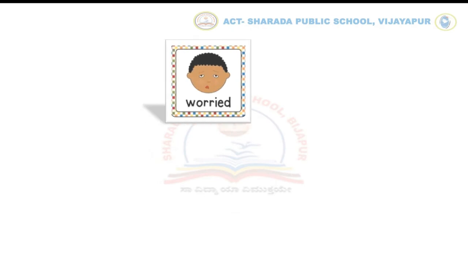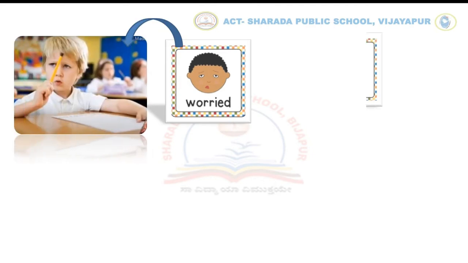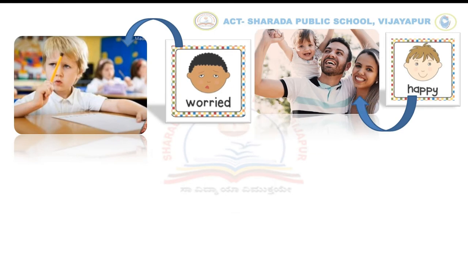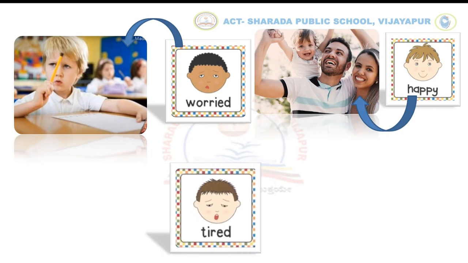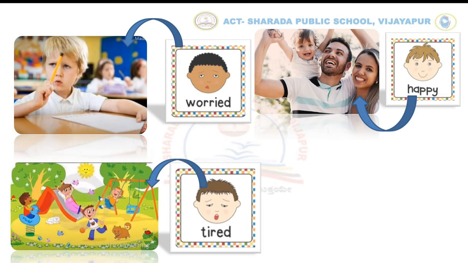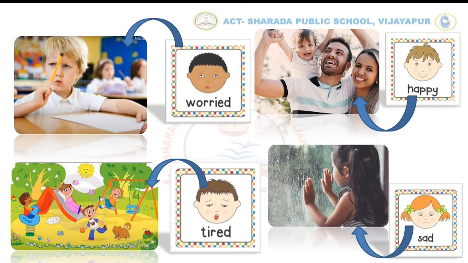Worried. We are always worried about the exams. Happy. All are happy when they are with their family. Tired. When children play under the hot sun, they will get tired easily. Sad. The little girl is sad because she can't play outside due to rain.